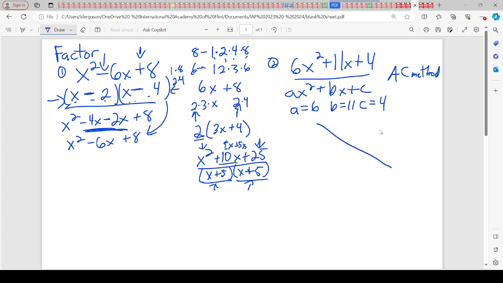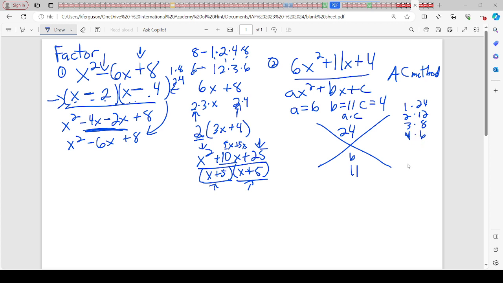So now the AC method says I draw me an x and I take a times c and then put b here. So a times c, 6 times 4, that's 24. B is 11. So now I think of what two numbers do I multiply to get 24 but add to get 11. Now I could add or subtract. All right, but because there's two plus signs here, I know I'm just adding. If I was dealing with something that had a minus sign here, I might think that I was subtracting. So anyway, 24 is 1 times 24, 2 times 12, 3 times 8, 4 times 6.